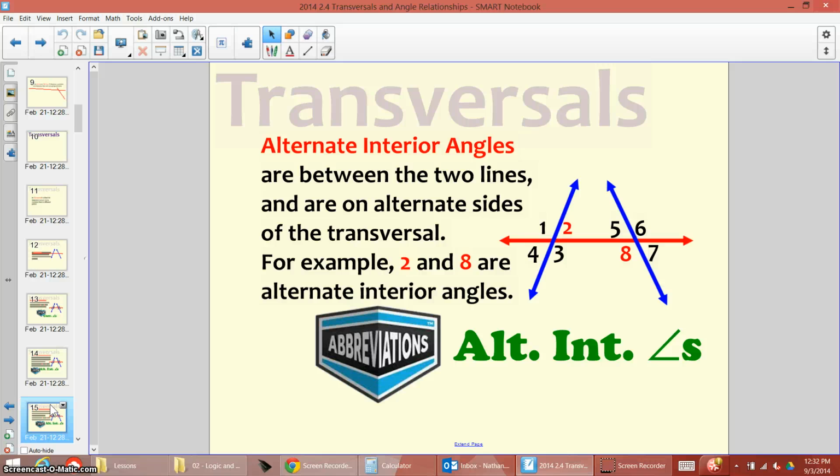Here's alternate interior. You can call them alt-int, you can call them AIA. There's lots of different abbreviations you can use for these. Use them. You don't have to write down alternate interior angles every time. Here's 2 and 8. They're on the interior of the two lines, and they are on alternate sides of the transversal.